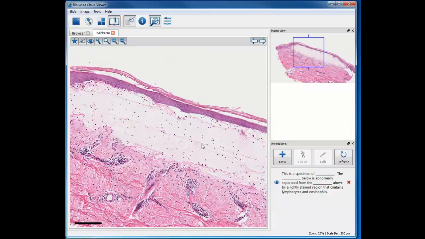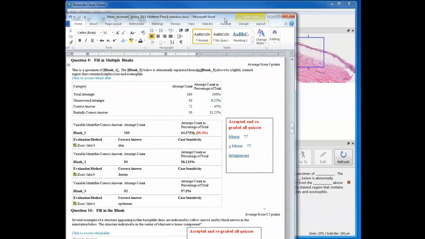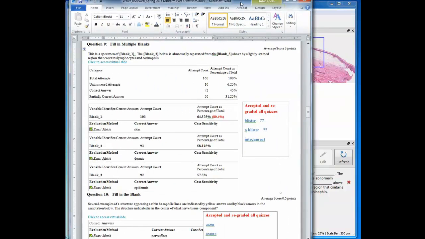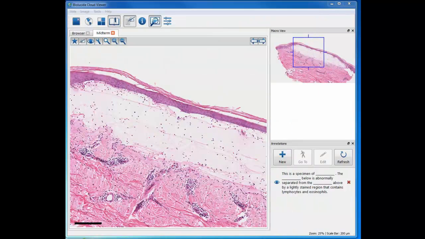Now, initially for the skin part, only 64% got it correct, but then we accepted a blister, and we also accepted integument as that first blank. And upon doing that, the percent correct for the first part rose to 80%. The rest of them, there were no alternate answers we could accept. It had to be dermis or epidermis.